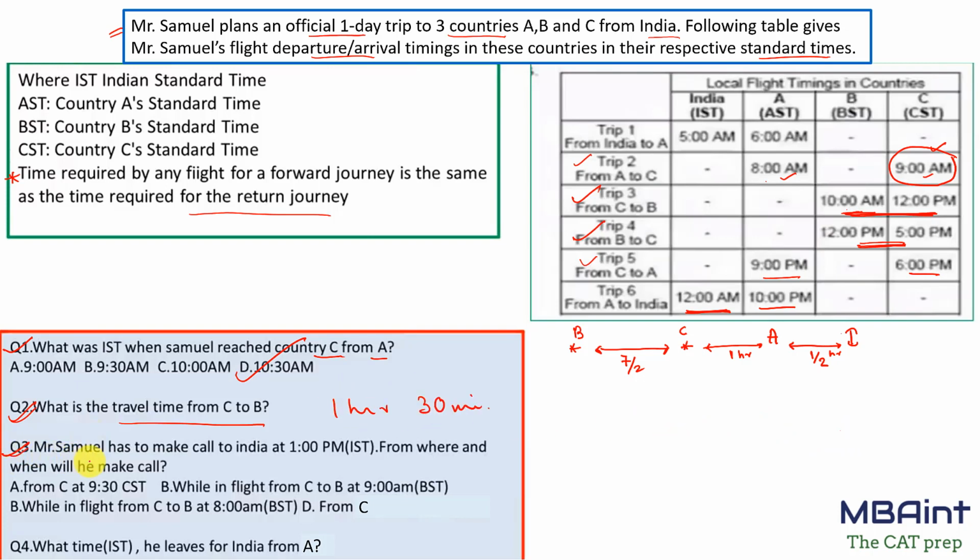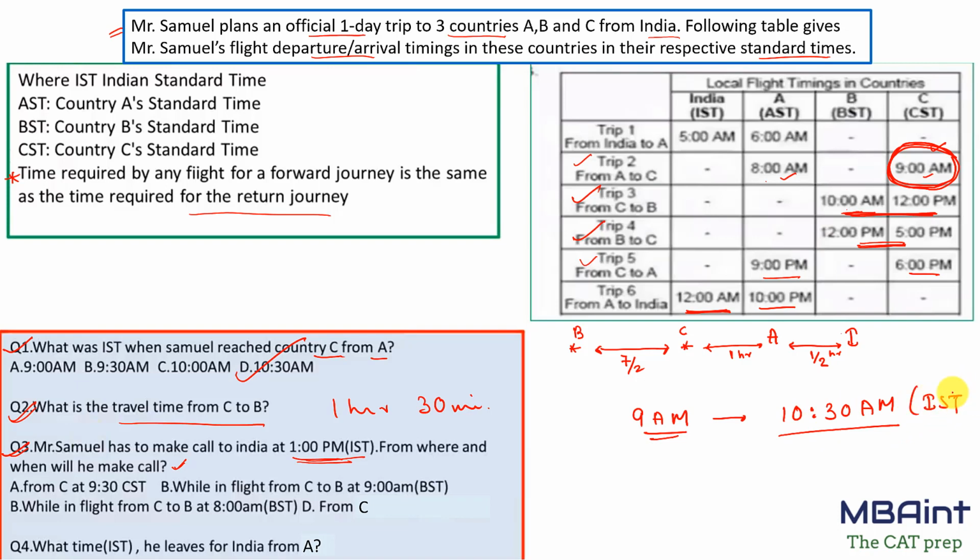Now question 3 says that Mr. Samuel has to make a call to India at 1 p.m. IST. From where and when will he make this call? Now in all the options, everything is related to C. So let's see when he reaches C. He reaches C at 9 a.m. What is this time according to IST? According to IST, this would be 1.5 hours more, that is 10:30 a.m. So he is reaching C at 10:30 a.m. IST.